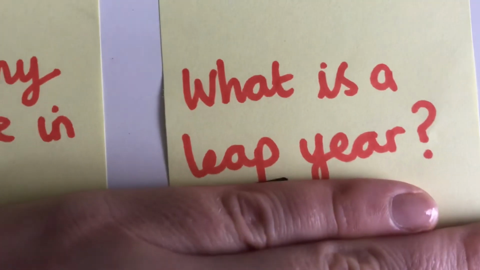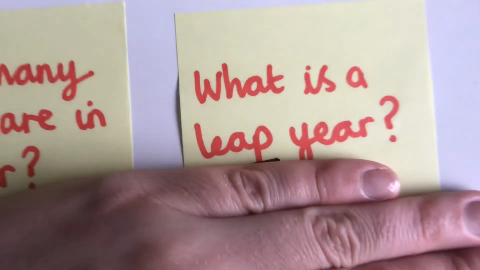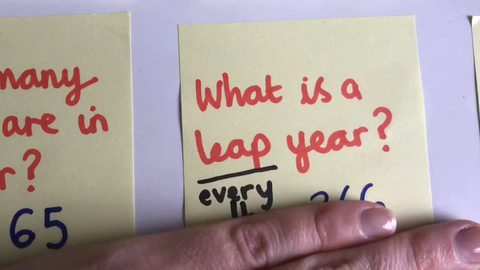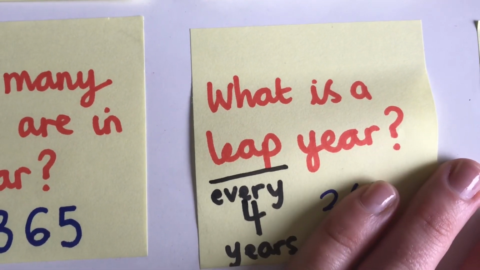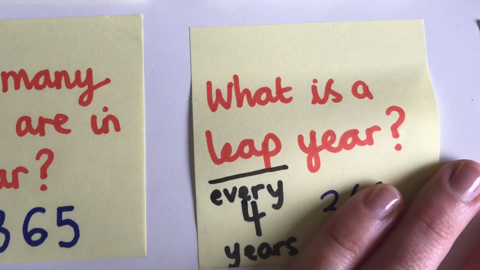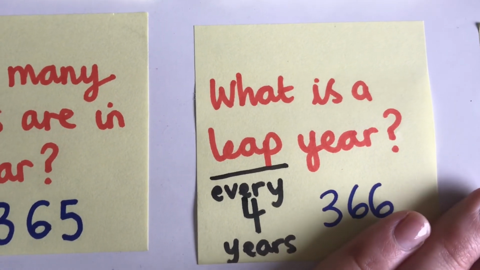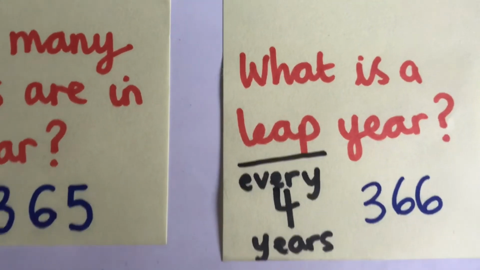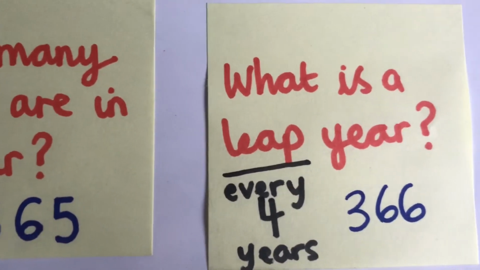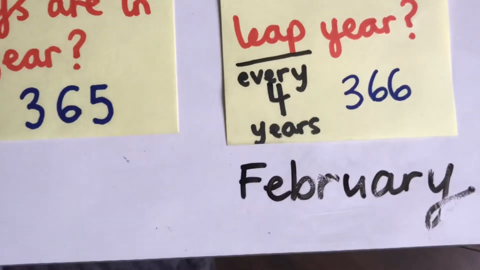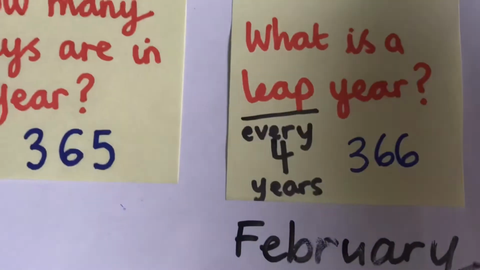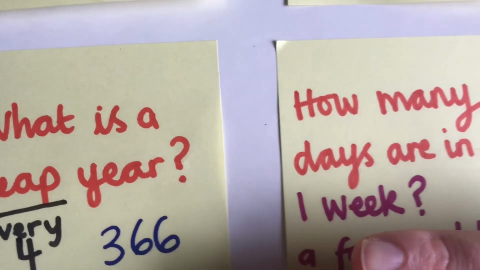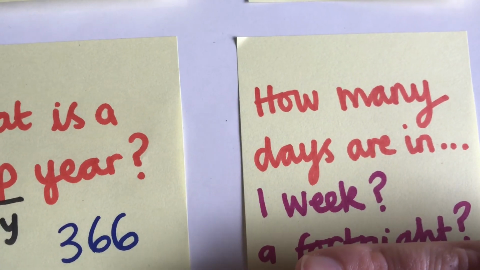Okay. A leap year is a special type of year. It happens once every 4 years. So it's got 1 extra day, remember. So it's 366 days. And that extra day is in the month of February. F, E, B, R, U, A, R, Y. And the last one then, how many days are in 1 week?